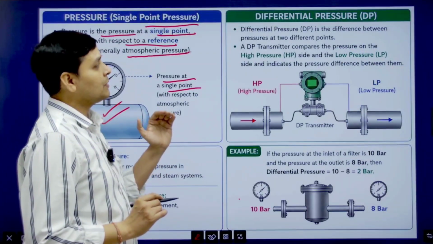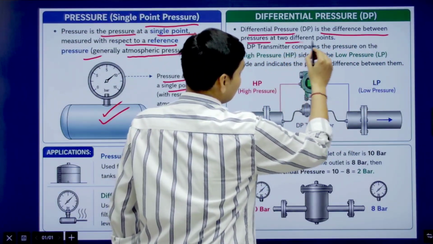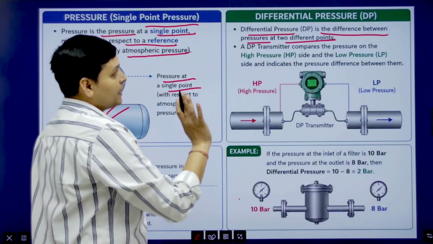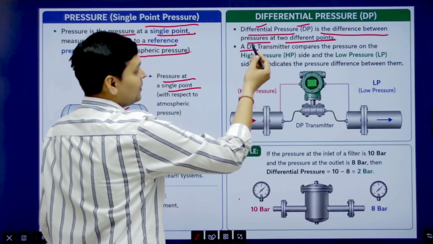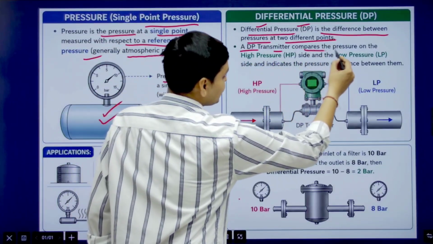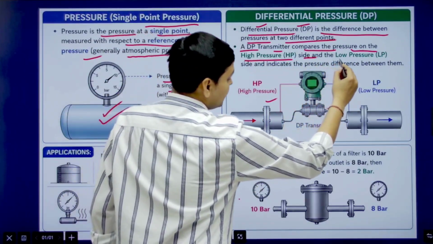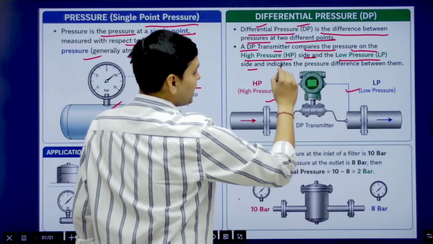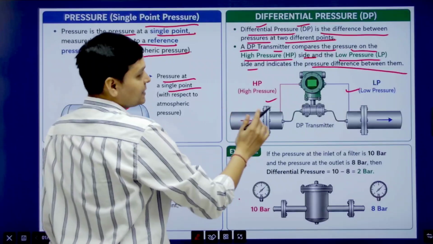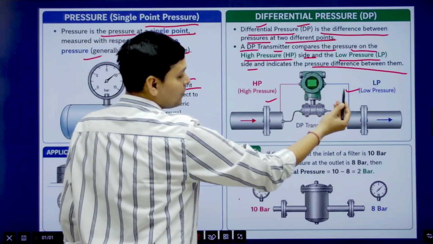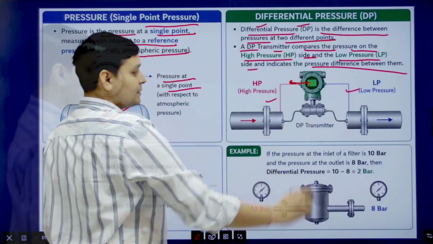And differential pressure is the difference between pressures at two different points, as the name indicates. A DP transmitter, DP meaning differential pressure transmitter, compares the pressure on the high pressure side and the low pressure side, and it indicates the pressure difference between them on its display.